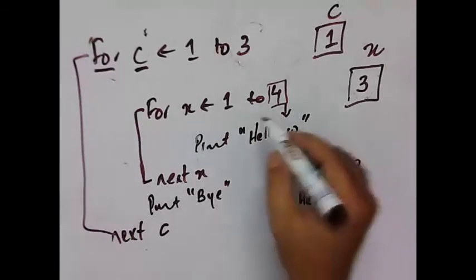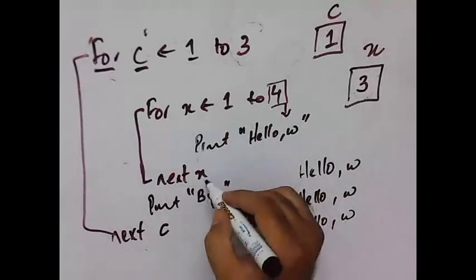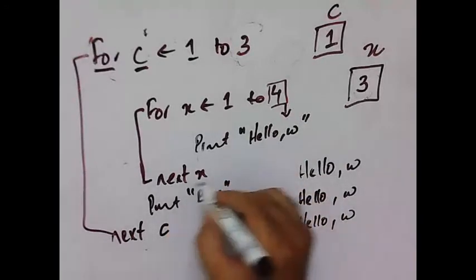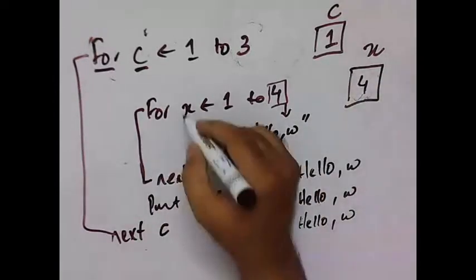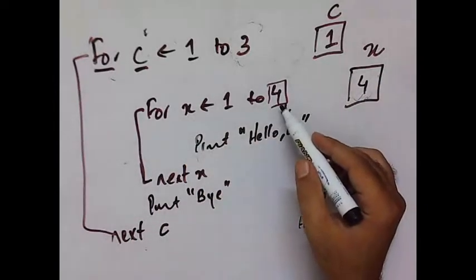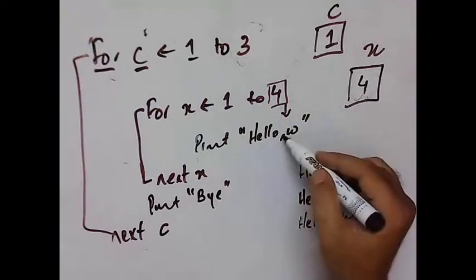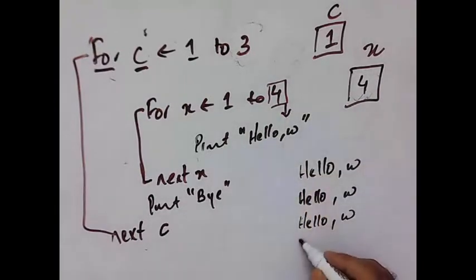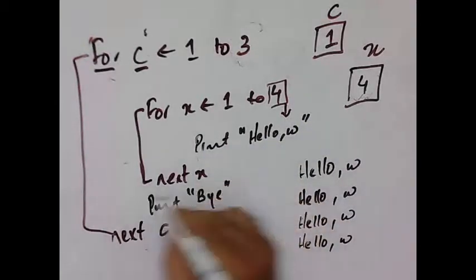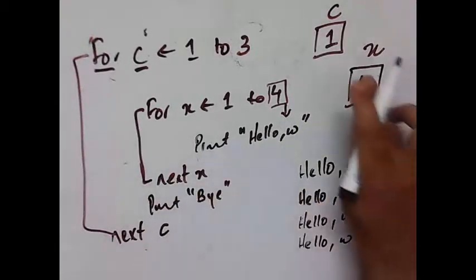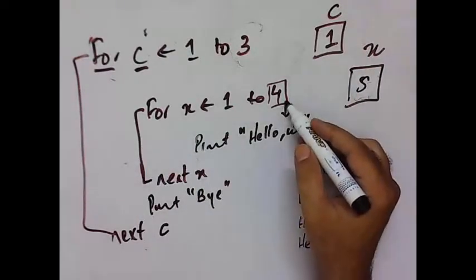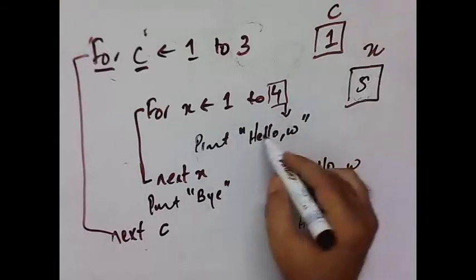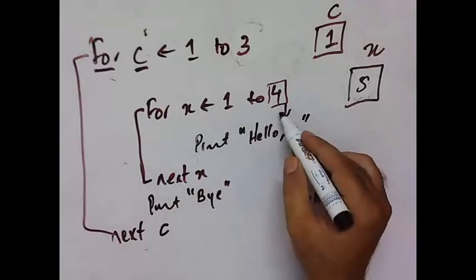Again it encounters this next x statement, increases the value of x by 1. This becomes 4. Goes back, checks whether it has exceeded the final value. No, it has not. So again it displays hello w on the screen, and again it increases the value. This statement increases the value of x by 1. So now it has exceeded the final value. It would not go inside the loop.